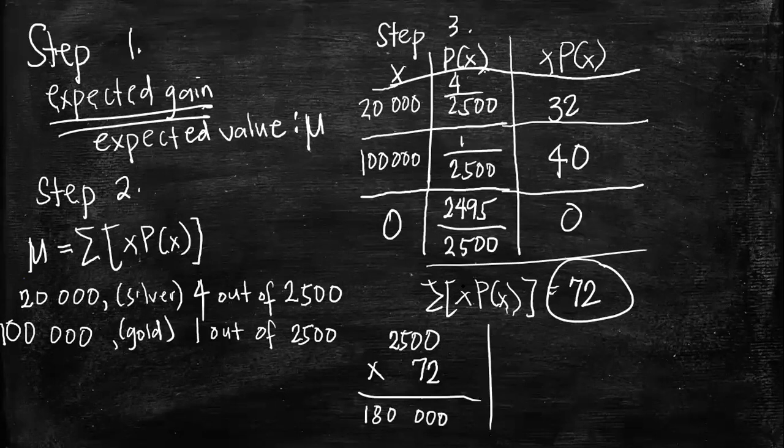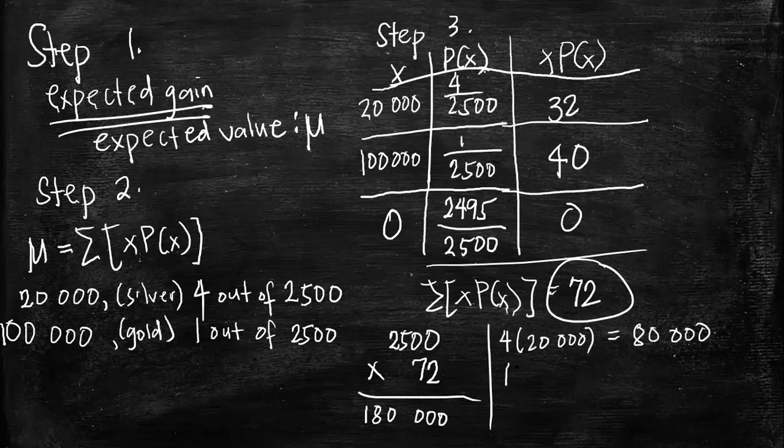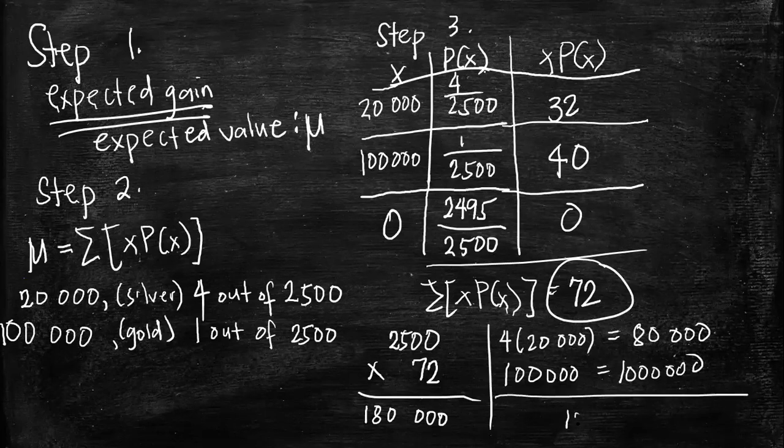I-compare natin sa lahat ng pwede mo mapanalunan. So, meron kang 4 na silver tickets, which is 20,000 each. So, that would be 80,000. Plus, isang 100,000. Ilan lahat ng mapapanalunan mo pag binili mo lahat ng ticket? 180 rin po. So, si expected value ngayon, class, is yung amount ng chocolate na kung saan, kapag binili mo lahat ng ticket, hindi ka tutubo or hindi ka malulugi.